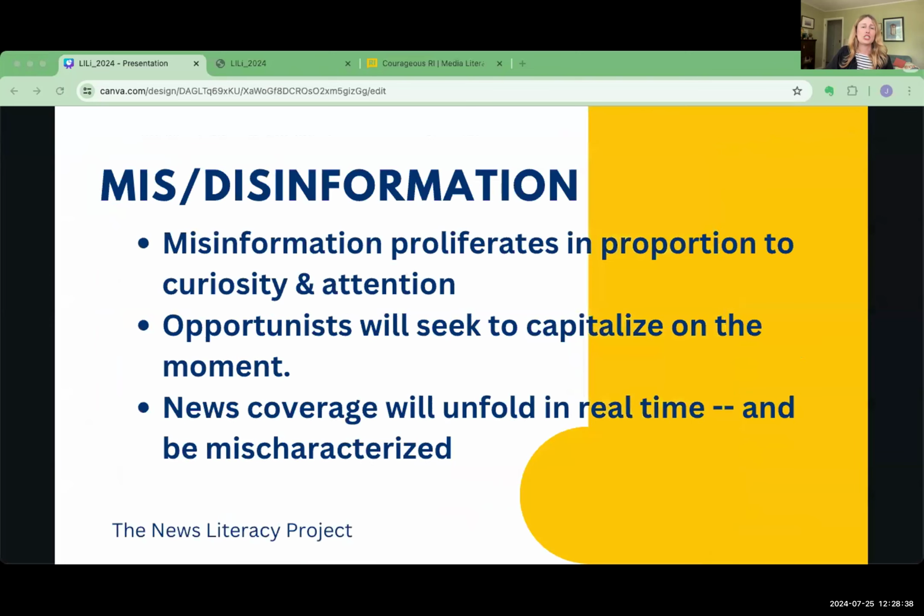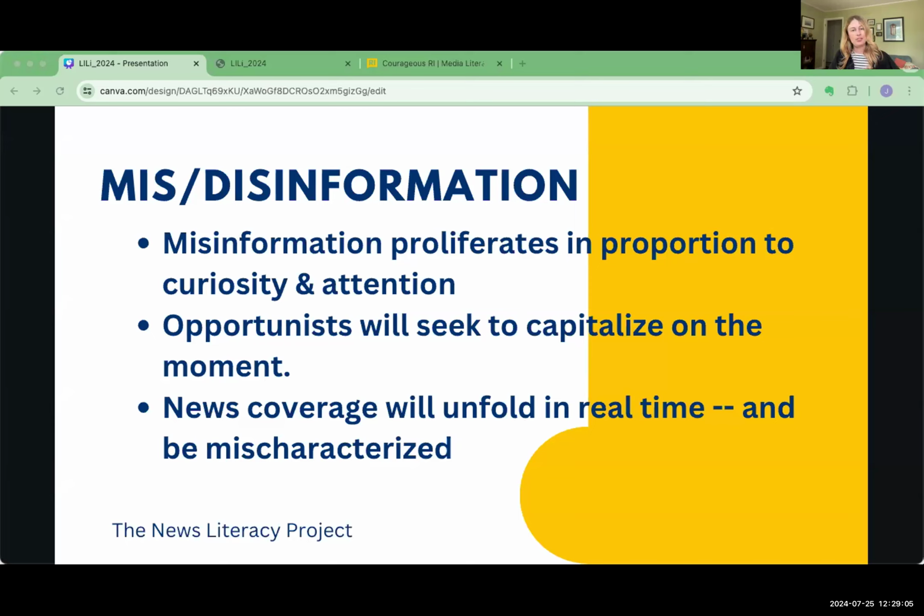So I wanted to share these truths, I guess we can call them, from the News Literacy Project. Misinformation, as we've seen in the last 2 weeks, proliferates in proportion to curiosity and attention. So the bigger the event, the more likely you are to have lots of misinformation and disinformation floating around on the internet and social media.